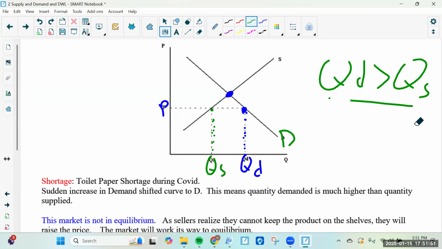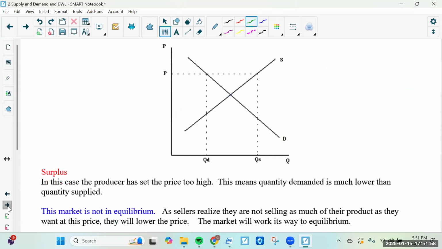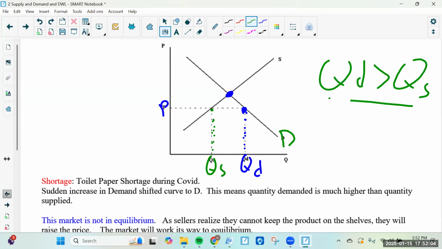Okay. And there's going to be a question on this. They're going to ask about shortage or surplus, and you have to say QD is greater than QS for a shortage. For a surplus, it's the other way around. For a surplus, the price is too high. Oh, by the way, what's going to happen in this market? Okay, they're going to realize that there's a shortage and they're going to raise the price.